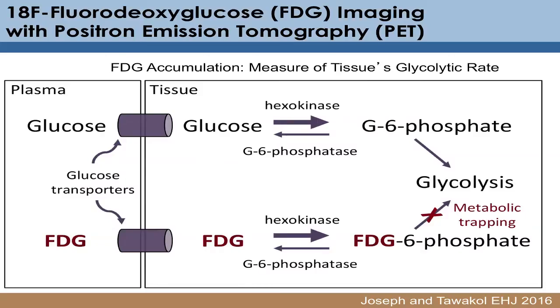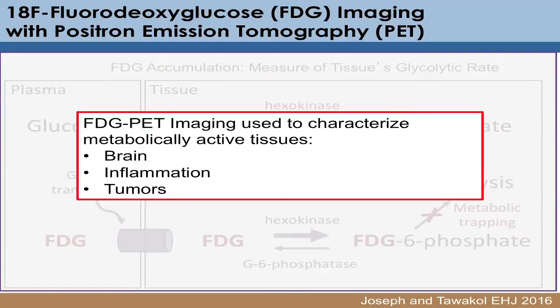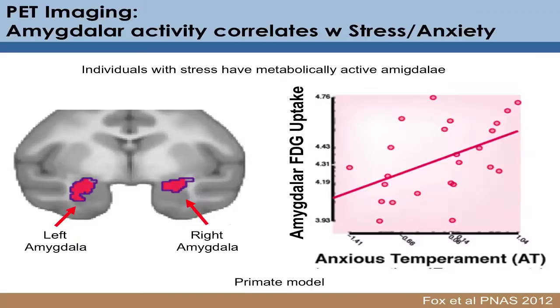Another way to look at the same areas is by using fluorodeoxyglucose PET, so positron emission tomography. What this does is it accounts for the tissue's glycolytic rate. I'm not going to belabor this slide, but I'm going to summarize and say that we use this clinically to look at brain activity, inflammation, and tumors.